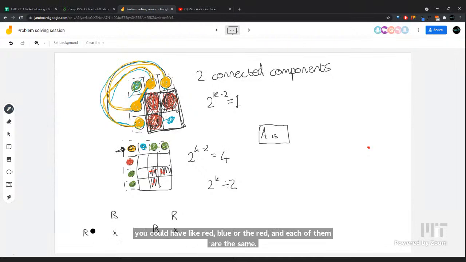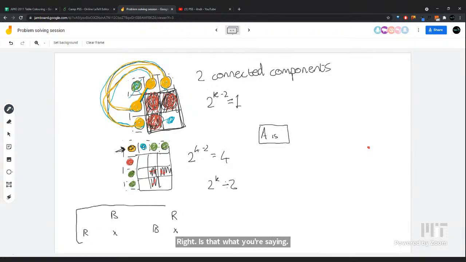Is that what you're saying? Since we counted this twice, there's double counting, so I think we have to divide. Okay, yeah, that makes sense. Thanks. Okay, got it.